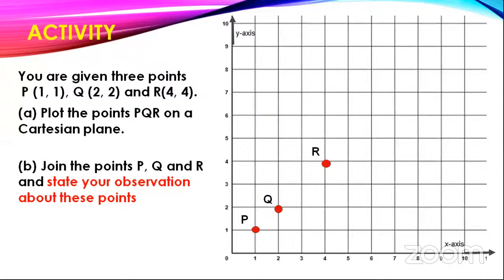And remember, it's our Cartesian plane. We have our y-axis and we labeled our x-axis. Now, the next thing that we're asked to do is to join the points P, Q, and R. So this is what we want you to tell us, guys. What are you observing here about all 3 points? Come on, guys, what have you observed? What are you seeing here coming out?